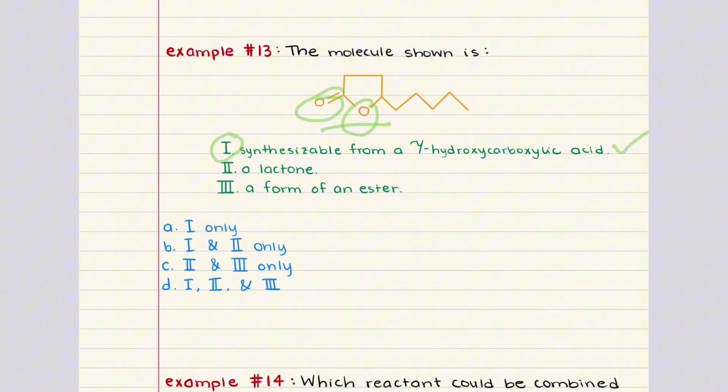For statement 2, a lactone is defined as a cyclic ester, and we just pointed out that the structure here shows a 5-membered ring that contains both a carbonyl and an ether oxygen in the ring, and that fits the definition of a lactone perfectly. So statement 2 is also true. Finally, for statement 3, even though this isn't a linear ester, a lactone still contains the ester functional group, so statement 3 is true as well. Since all 3 statements are correct, the answer is D.